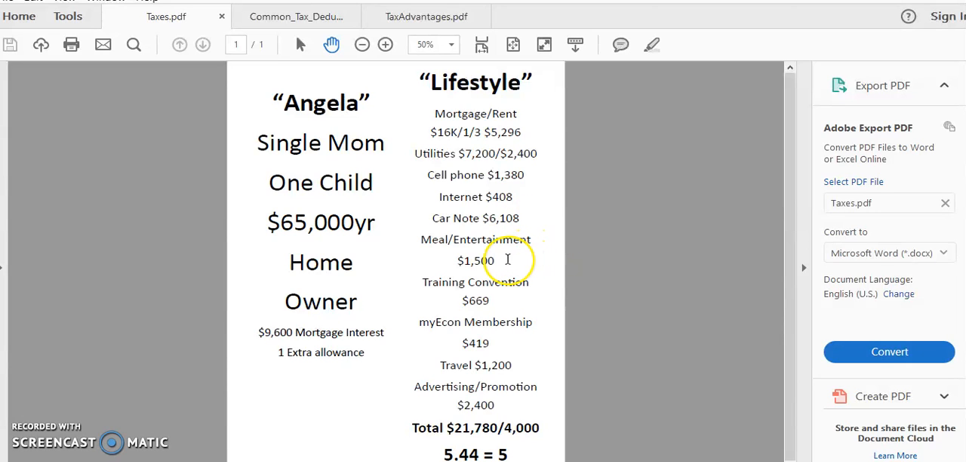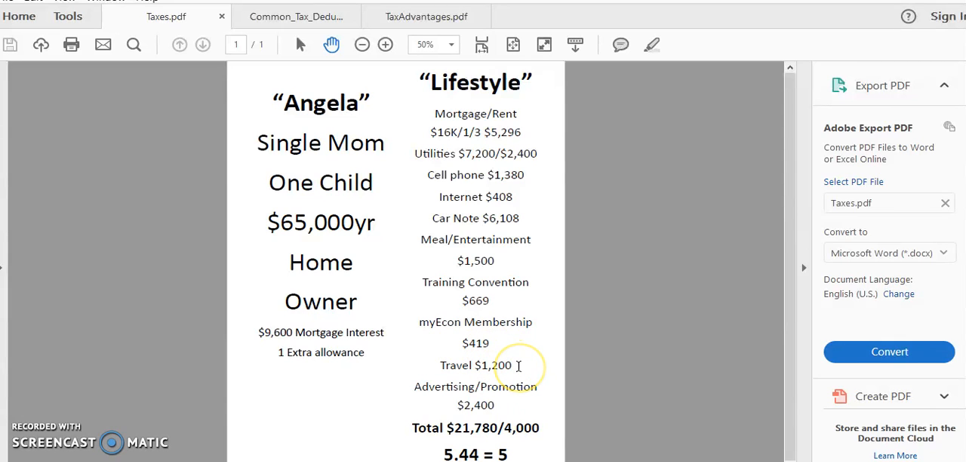Meals and entertainment, I spend about $250 a month, eating out, entertaining, and things like that. So that's about $1,500 a year. If I go to a training convention, and let's say I pay for the convention, my hotel, and my airfare, I'm just going to say $669. My econ membership, the $34.95 that I'm paying every month, that's $419.